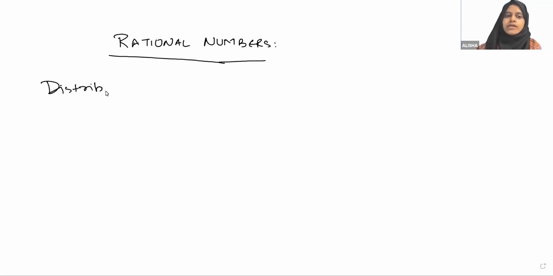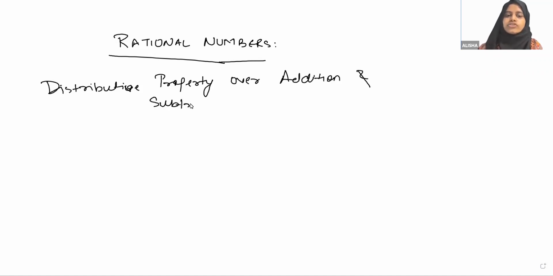Distributive property over addition and subtraction. Okay. Yes. Distributive property over addition and subtraction.